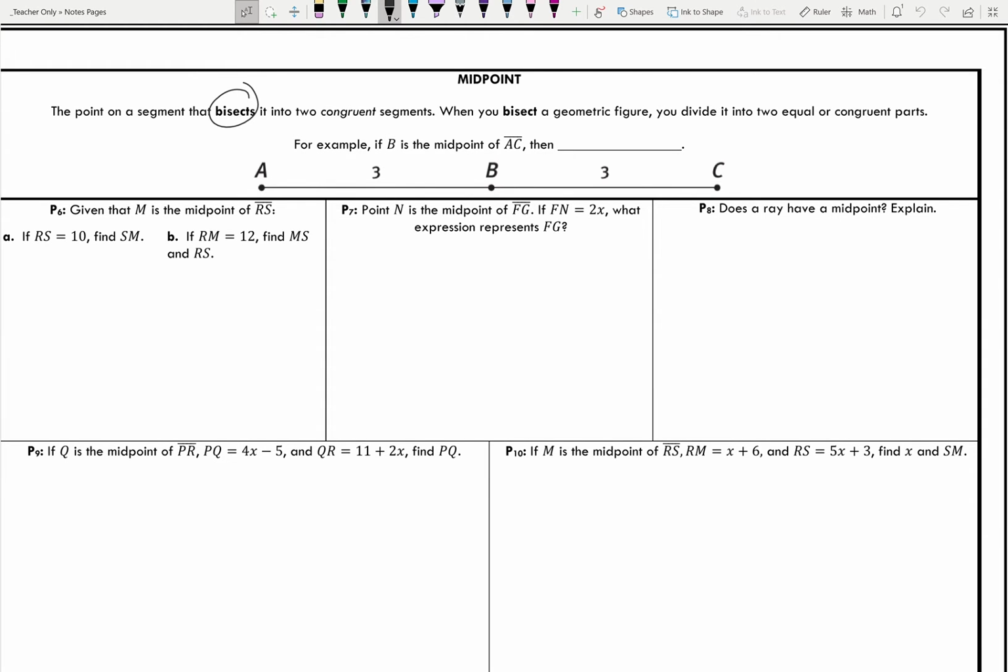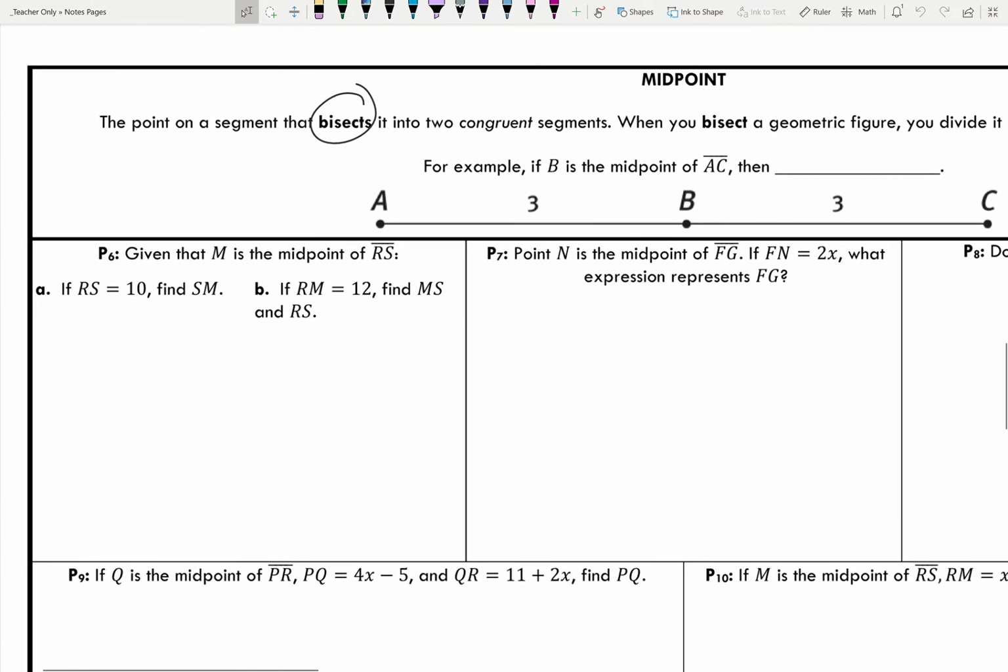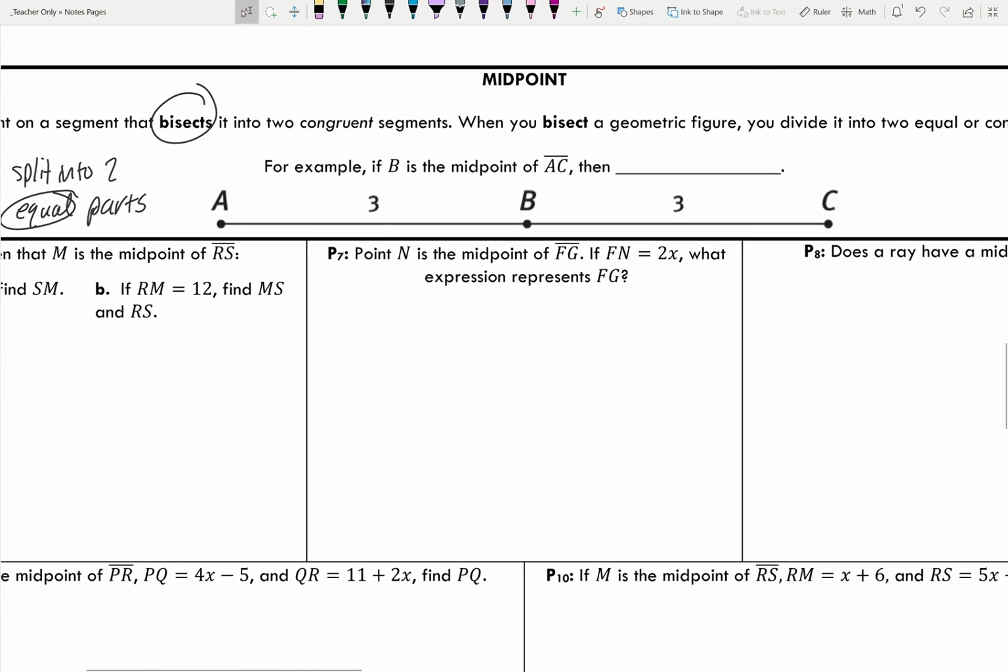If you see the word bisect, you know it is into two equal parts. So let's say bisect equals split into two equal parts. Keyword: equal and two. Bi means two, so bisect means split into two equal parts. So the midpoint splits our segment into two congruent segments.